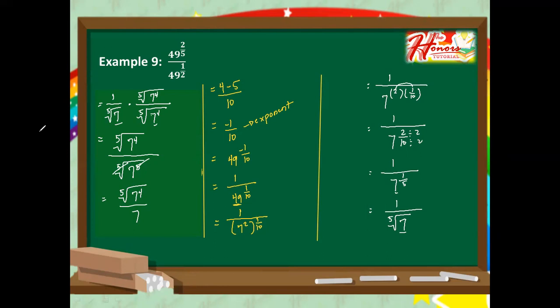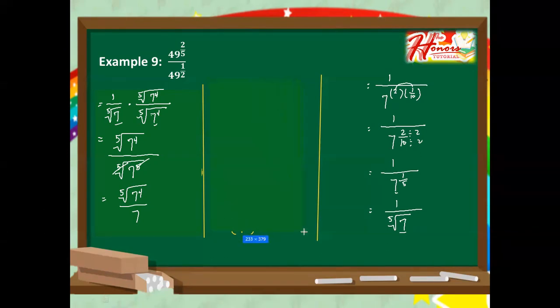Let us just cover the middle part for us to continue solving. So let's simplify 7 raised to 4. So that is fifth root of 7 times 7 times 7 times 7. That is 2,401 over 7. And that's it. This is the final answer for example number 1.